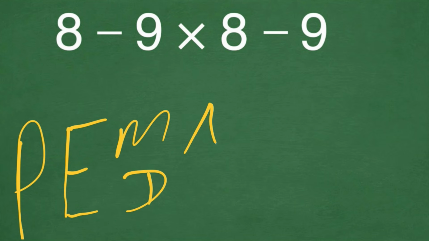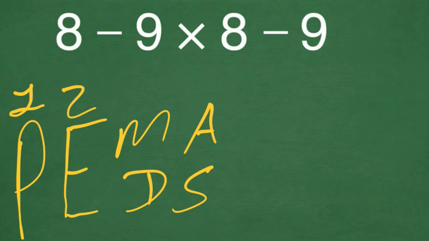according to the rule PEMDAS, P stands for parentheses, E stands for exponent, M and D stand for multiplication or division, A and S stand for addition and subtraction. So according to this rule, the first thing to solve is parentheses, right? Parentheses is priority number 1. And the second thing to solve in an equation is exponent, right? So exponent is priority number 2.